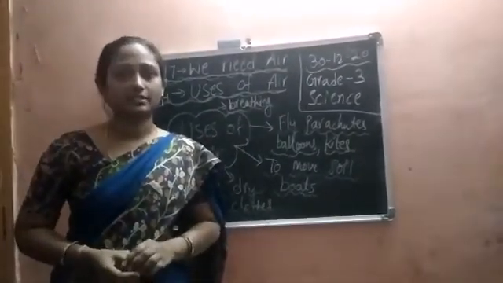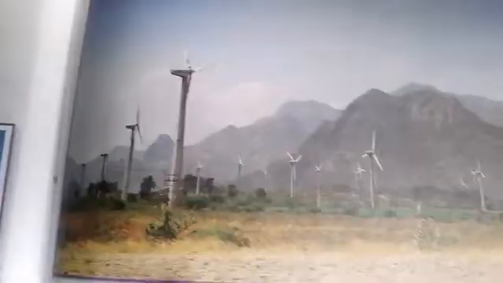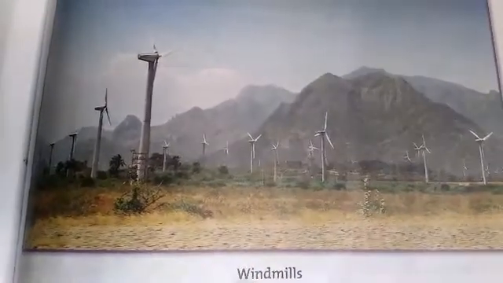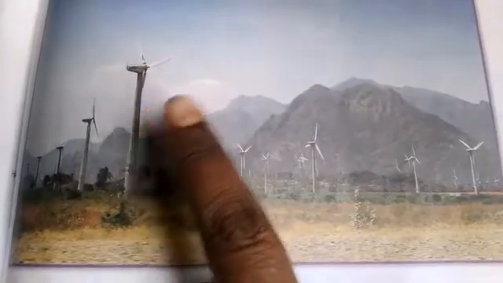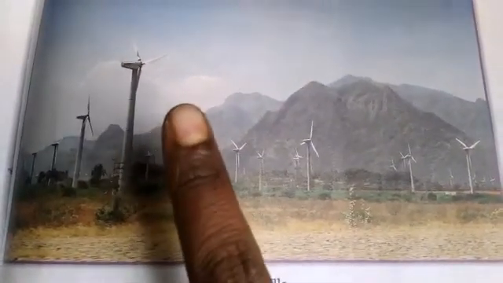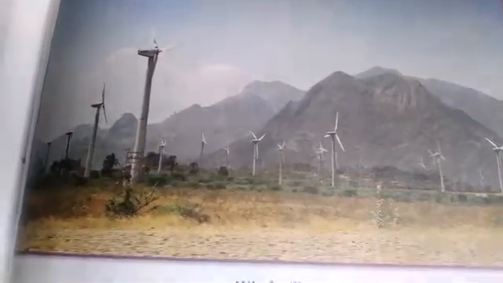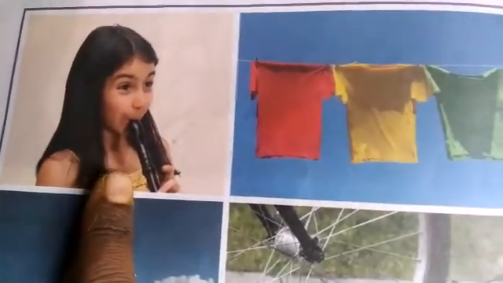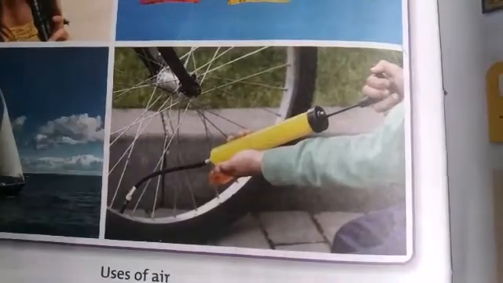Now let us see the windmill pictures and learn from the reader, children. Children, look at the pictures of windmills. These are the windmills, with long iron rods and blades like a fan that work with the help of air, fixed in an open space area. Now you can see the other examples, which help to make sound, dry the clothes, sail boats and fill the tires.